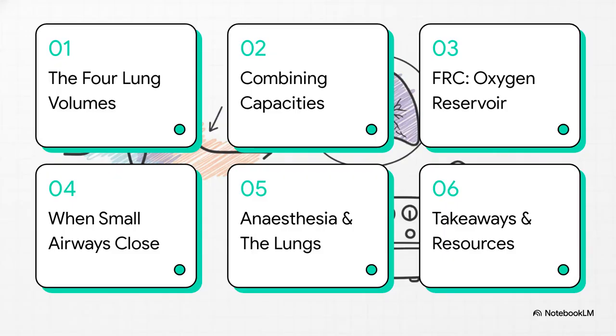Okay, here's what we're going to cover. We'll start with the 4 basic volumes. Then we'll see how they combine into capacities. After that, we're doing a deep dive into the one that matters most to us, the functional residual capacity, or FRC. We'll also look at the big problem of airway closure, see how anesthesia just changes everything, and then we'll wrap it all up with the key points you've got to remember.